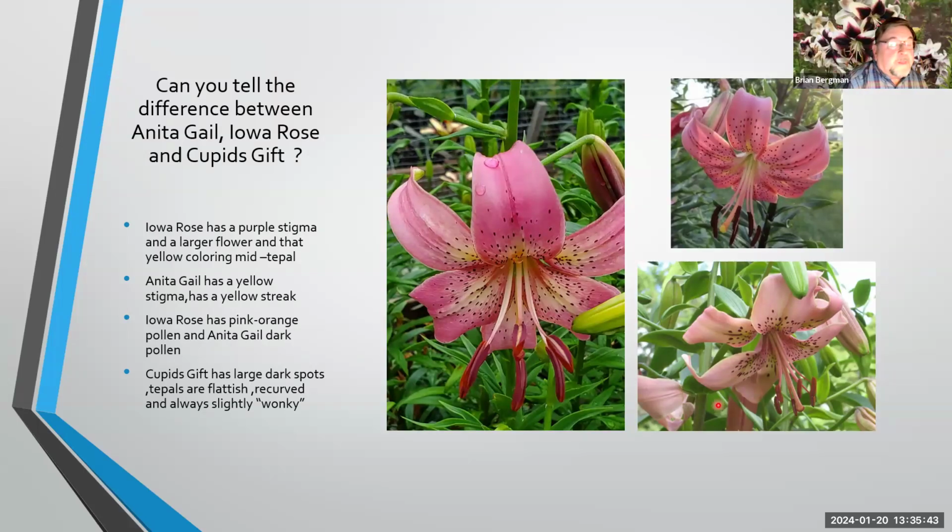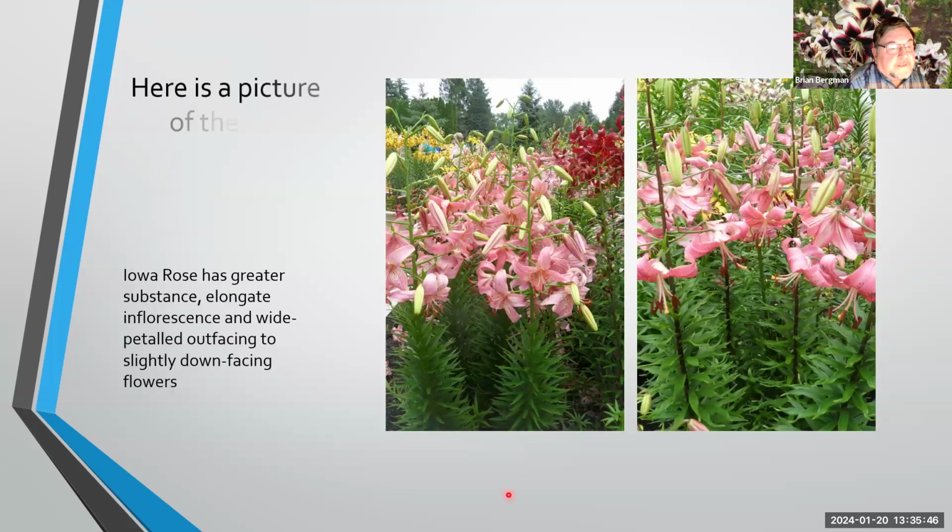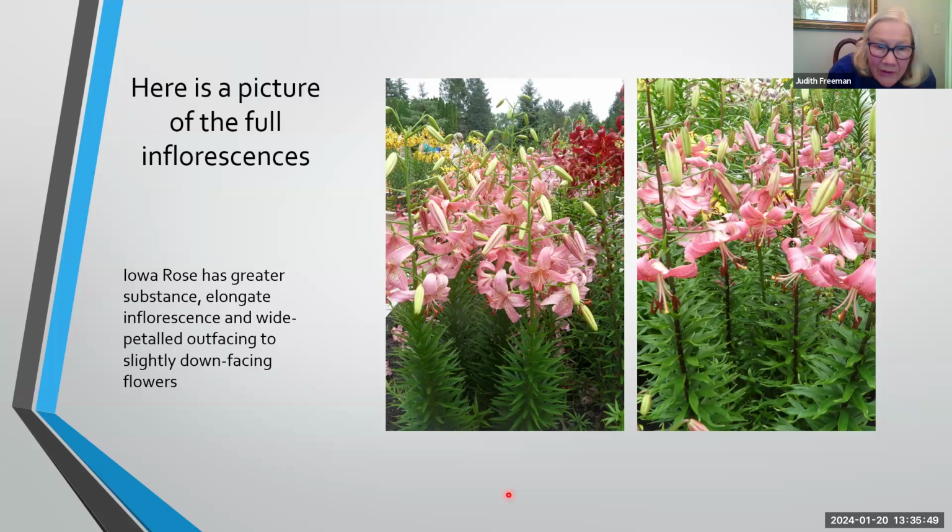Now next slide. When you look at the plant, here we go, you really see the difference in the inflorescences. Another way you can tell is that Iowa Rose has some greater substance because it's a triploid. I worked with it for a while before I figured out that it was a triploid. Another way you can tell is that the anthers, the pollen, is not quite as fluffy, and that's often the case. Anita Gale is on the right-hand side. And look at the color of the stems of Anita Gale versus Iowa Rose. So you have to look at all these differences to understand what cultivar you have. Okay, next slide.